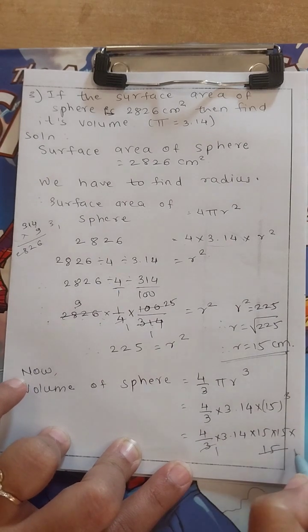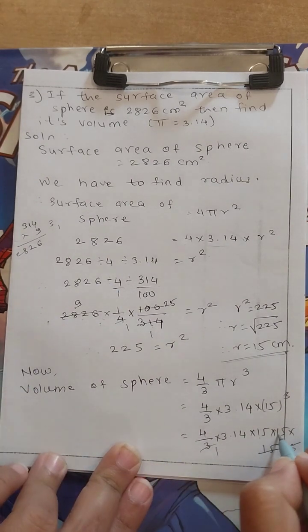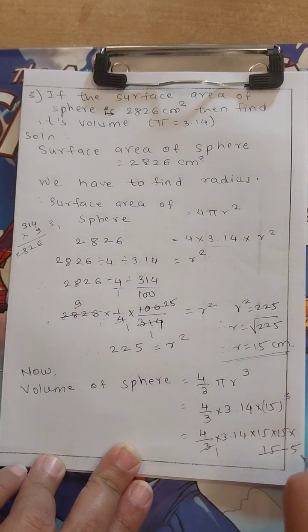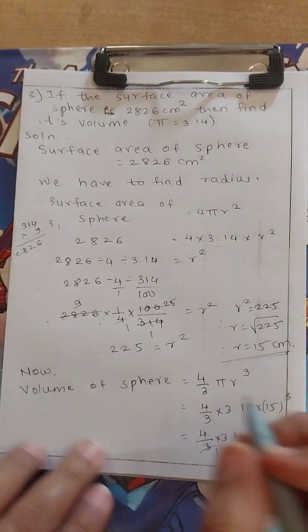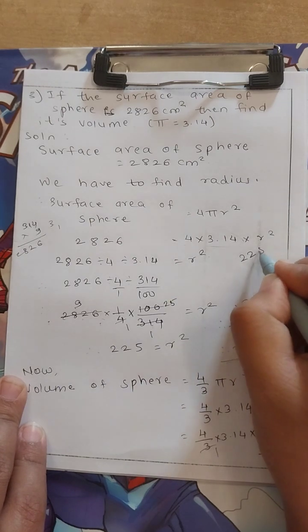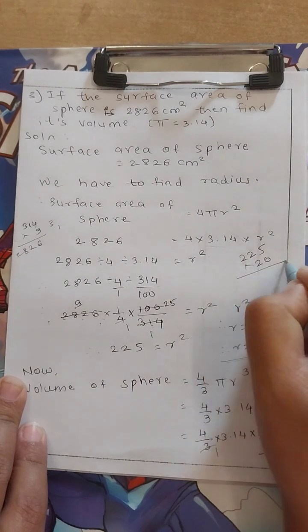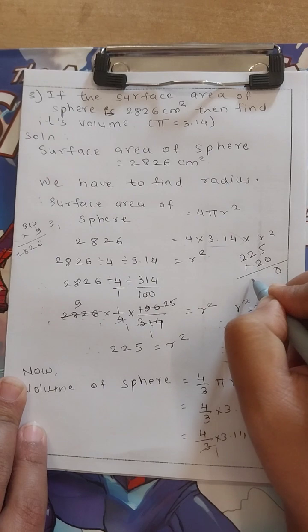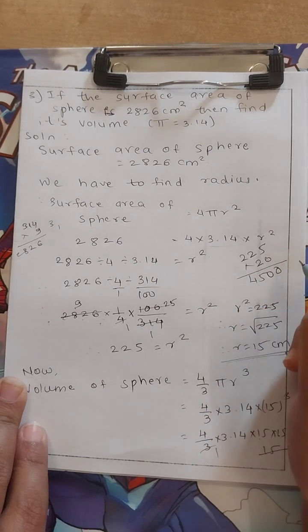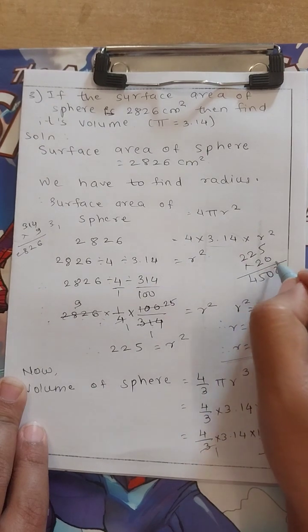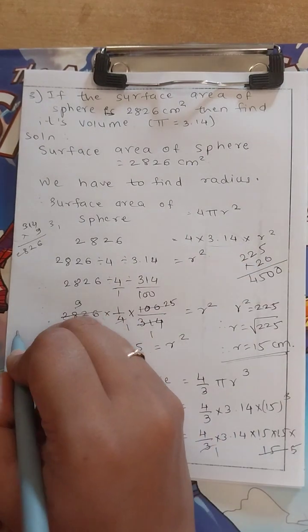3 1s are 3, 5s are 15, square is 225. 225 into 20. 4 into 5 is 20. 225 into 20 is 4,500. 4,500 into 3.14.